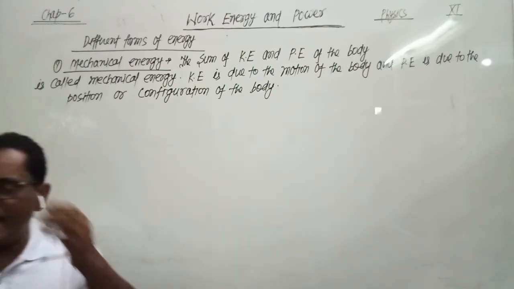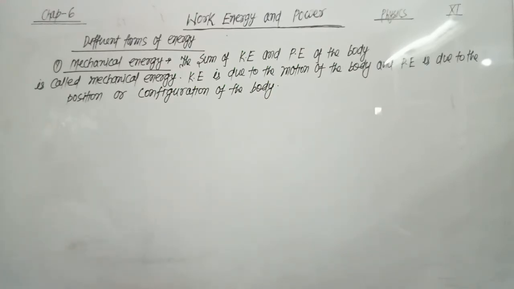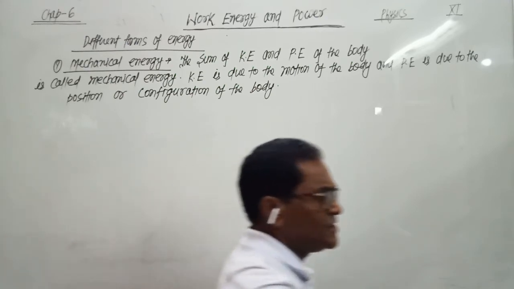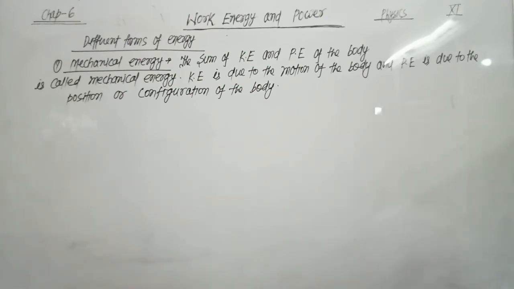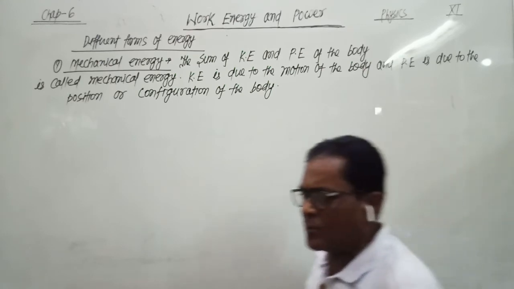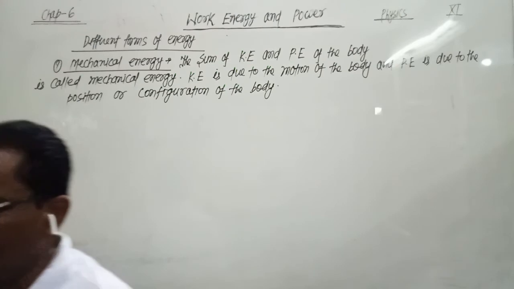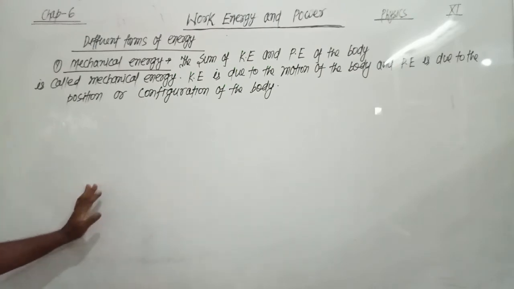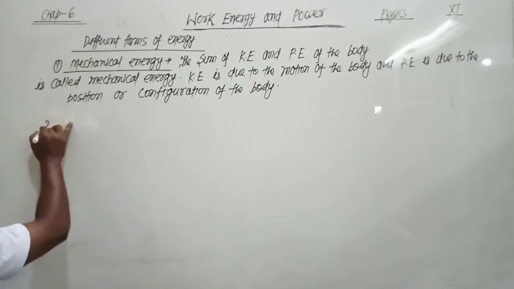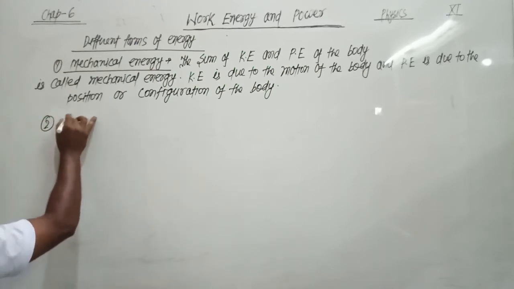So the sum of kinetic energy and potential energy is called mechanical energy. Kinetic energy is due to the motion of the body and potential energy is due to the position or configuration of the body. Now the next, the second type, is internal energy.